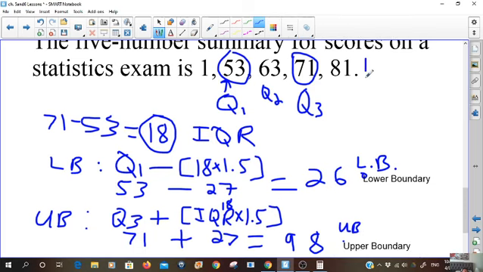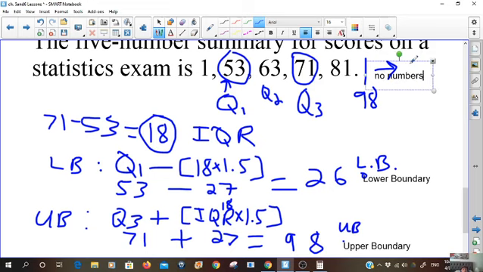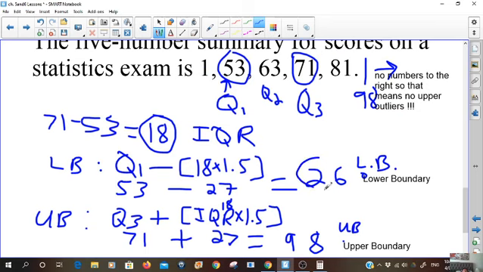Well, our upper boundary is 98, so that means we're good. There's no numbers to the right there. So we're going to put no numbers to the right, which means no upper outliers. Nice. However, our lower boundary, which is 26, goes here. And so that's called our lower boundary.